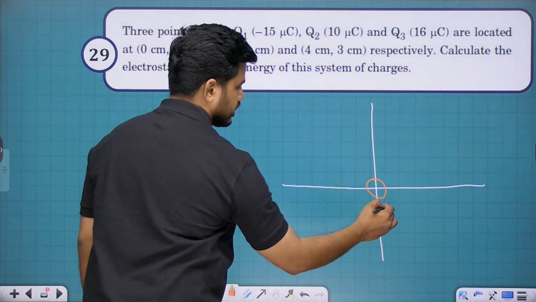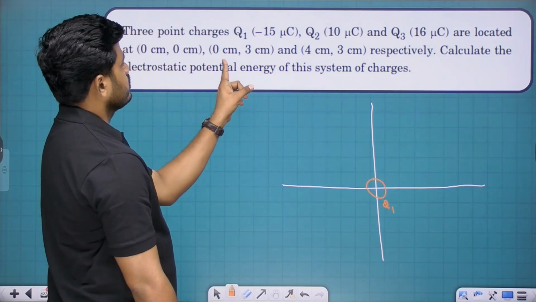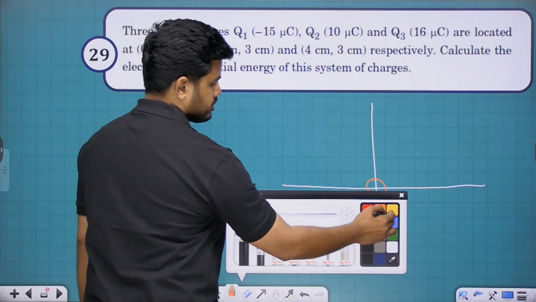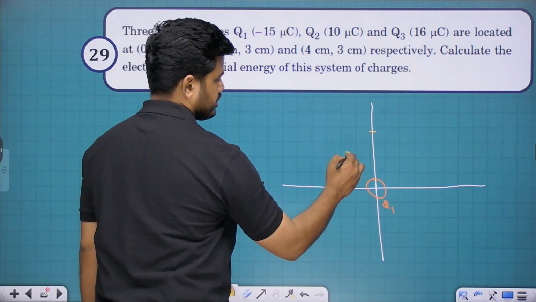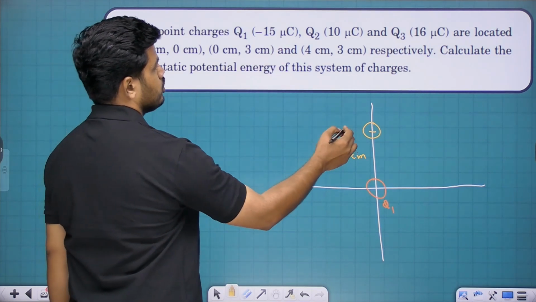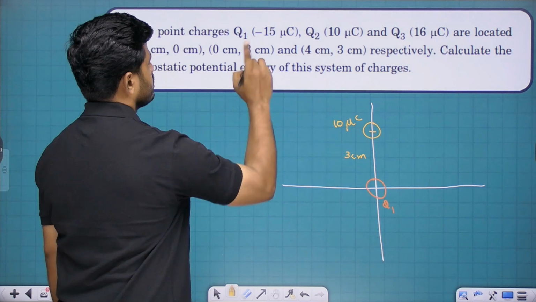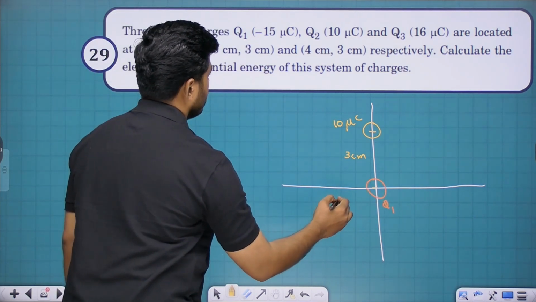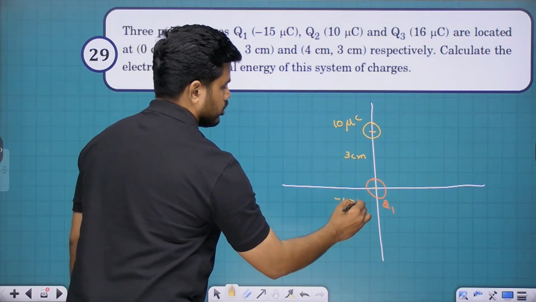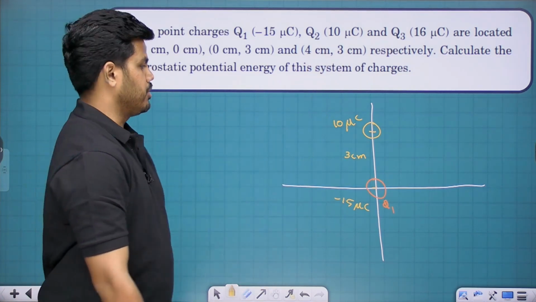So we have Q1 kept here and Q2 is kept at (0, 3) centimeter, which means 3 centimeters on the y-axis. This is 3 centimeter. This is your second charge. What is the second charge? Q2 is 10 microcoulomb. Yes. This is Q1. Q1 is actually minus 15 microcoulomb. And we have one more charge which is kept at 4 centimeter, 3 centimeter.